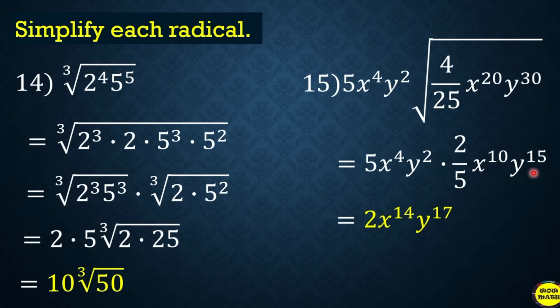So the answer is, so pag minultiply natin, 5 times 2/5, so ito maka-cancel yan, di ba? So maiwan na lang si 2. X to the 4 times x to the 10, so that is x to the 14. Y squared times y to the 15 power, that is y to the 17 power. Okay, so that's all. So I hope meron nasundan nyo yung discussion how to simplify radical expression.